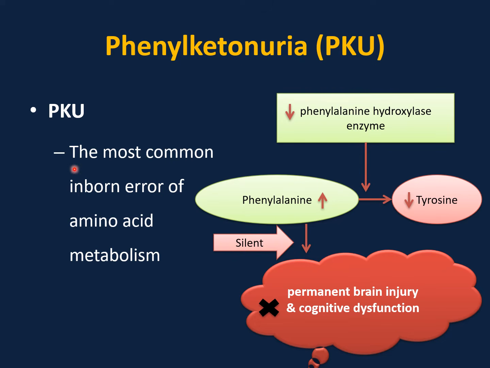PKU is the most common inborn error of amino acid metabolism. It's because of deficiency of phenylalanine hydroxylase enzyme. This enzyme is important to convert phenylalanine to tyrosine. And if you do not have this enzyme, you will have elevation of phenylalanine and deficiency of tyrosine. And this elevated phenylalanine will accumulate in the brain silently and will cause permanent brain damage and cognitive dysfunction. Very important, very high yield.